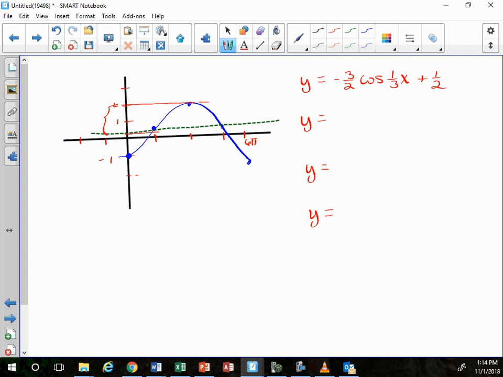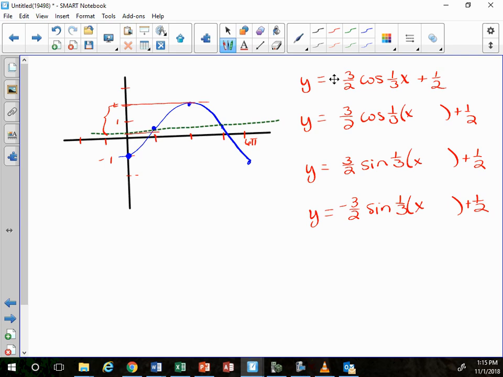So I'm picking the negative cosine first because that's the easiest since there's no shift. It's just cosine flipped is all this graph is. So I'm going to write 3 more of them. I'm going to do a positive cosine, a positive sine, and a negative sine. Guys, do you see how everything's the same except for that C? Okay.